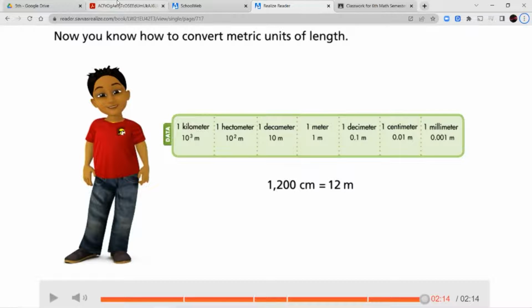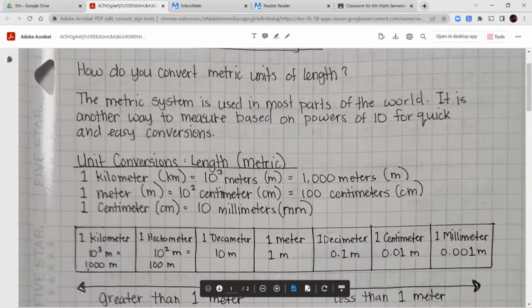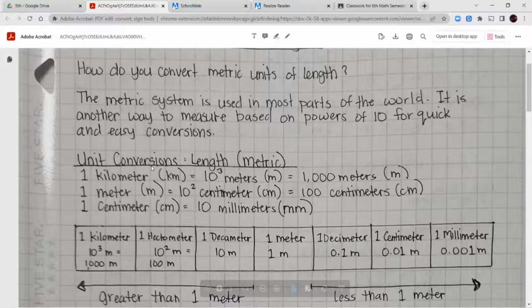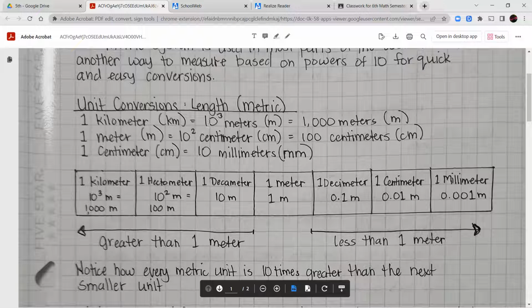All right, let's get into our notes and our guided practice next. So how do you convert metric units? That's our focus question. Now, the metric system is used in most of the world, and it's another way to measure, and it's based on powers of 10 to make for quick and easy conversions. So 1 kilometer, which is 10 to the third power or 10 cubed meters, is equal to 1,000 meters. Now, why do we say 10 to the third? So it's 10 times 10 times 10, which is equal to 1,000.